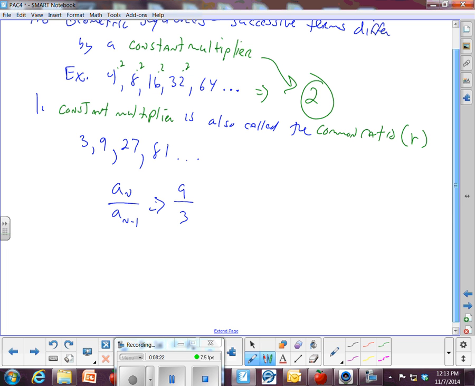Right, I took the second and divided it by the first. Or how about if we take the fourth, we'd have to divide the fourth by the third, right? And again, it doesn't matter. No matter what successive terms you do, if you do a term divided by its previous term, right? And that's the key. This is the previous term. Divide any term by the previous term, and you'll get R.